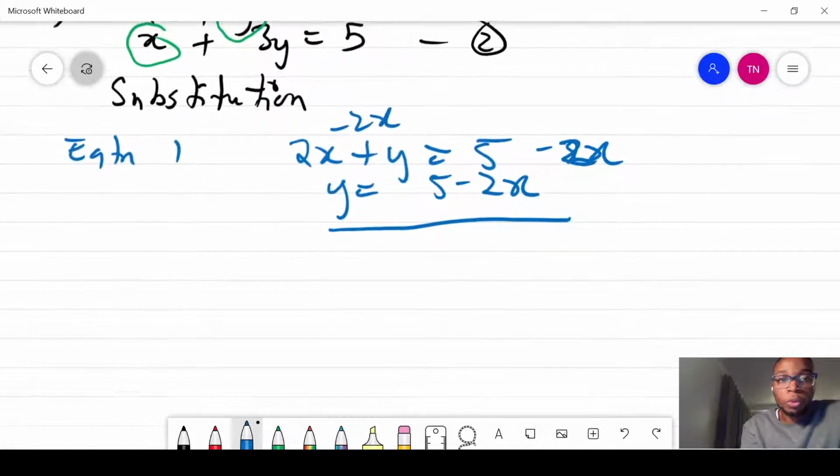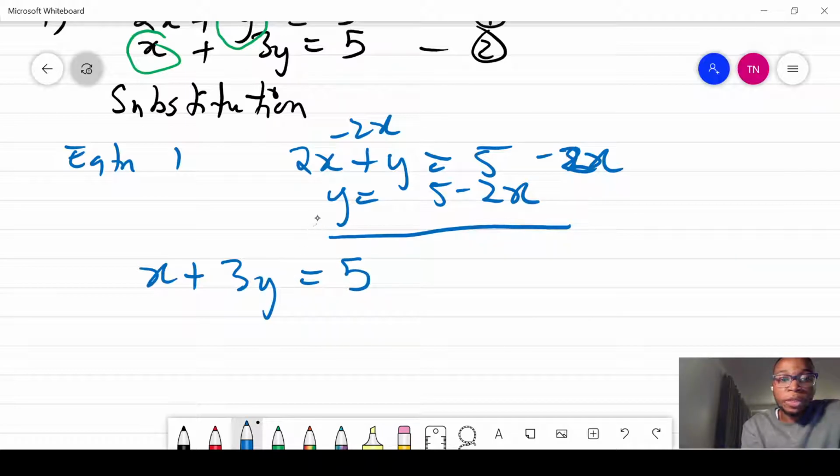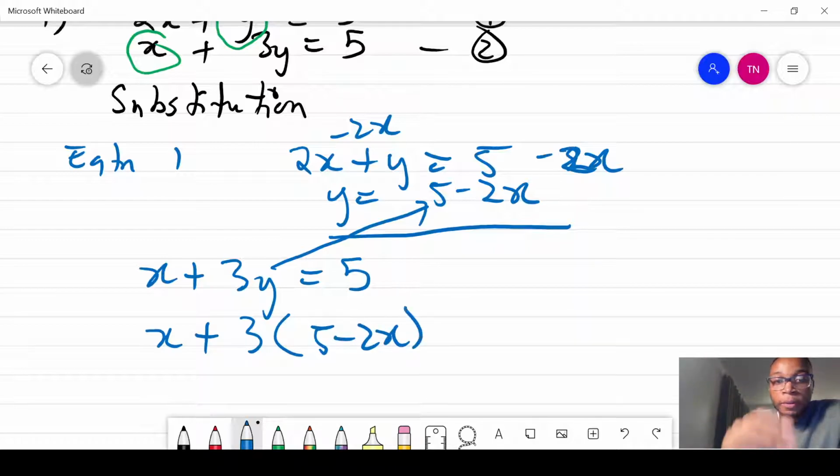In equation 2, x plus 3y equals 5. We're going to replace this y with 5 minus 2x, because the value of y is 5 minus 2x from equation 1, and thus we get rid of the y from the equation. So we're going to have x plus 3 times y, and y is 5 minus 2x, and this equals 5.